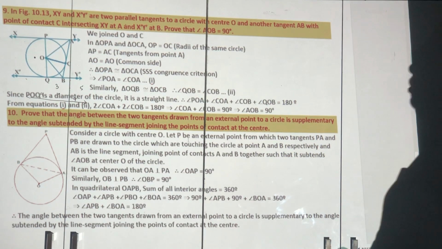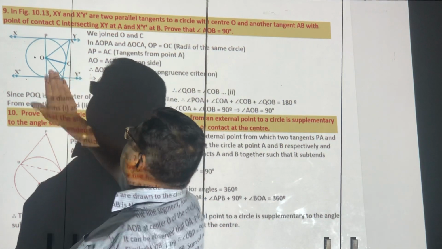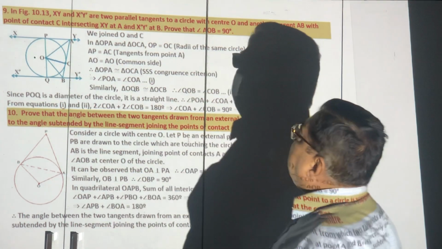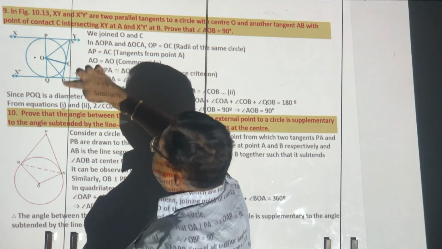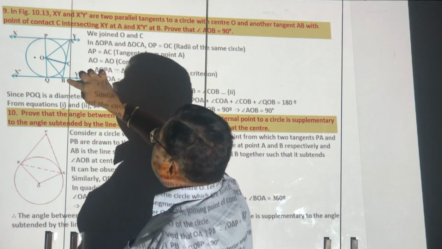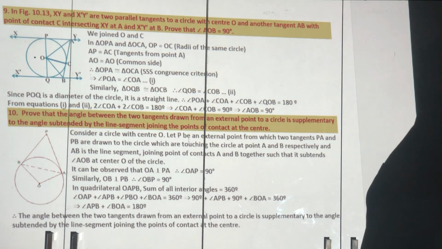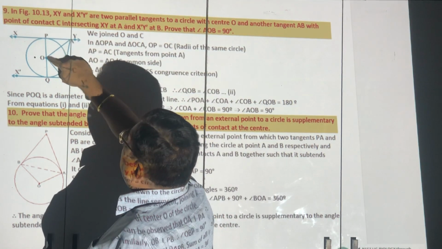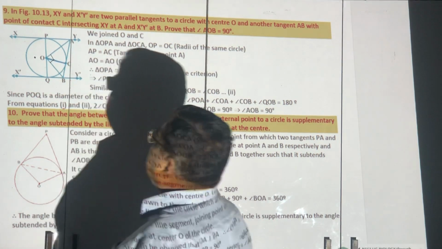Next, in this figure, XY and X'Y' are two parallel tangents. And we have got another tangent AB, which is touching it at C, and cuts at B. Prove that angle AOB is 90 degrees. I am supposed to prove angle AOB is 90. I have to prove this as 90 degrees.